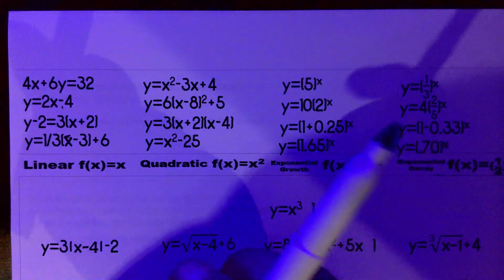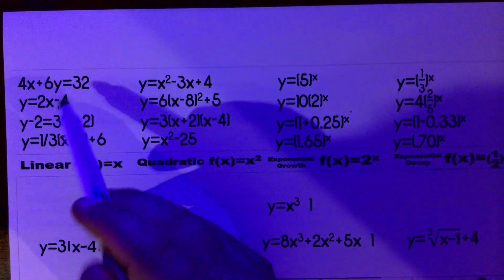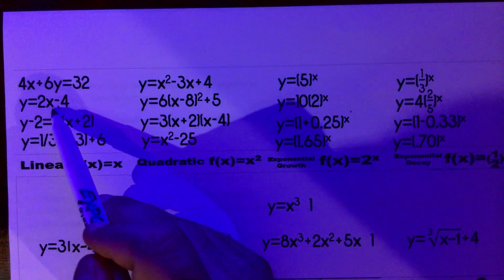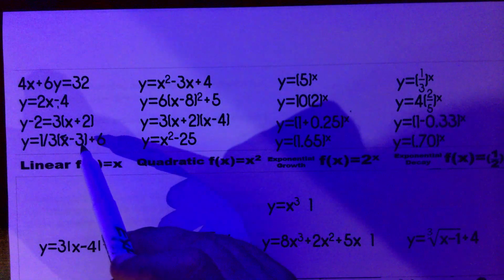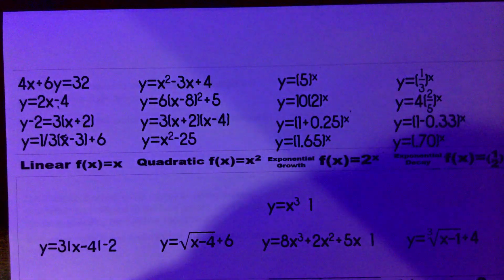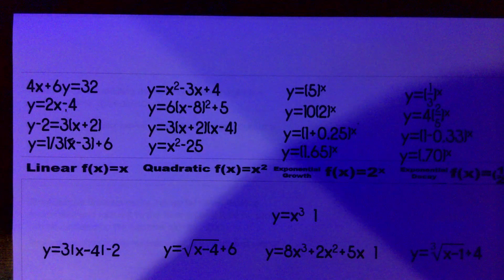There's no bars. And so the top one is standard form, then slope-intercept form. This is point-slope form, and then this is the transformation formula. So those are your four most common types.